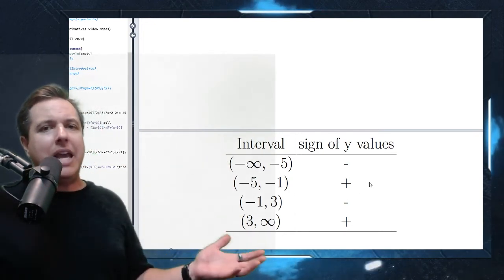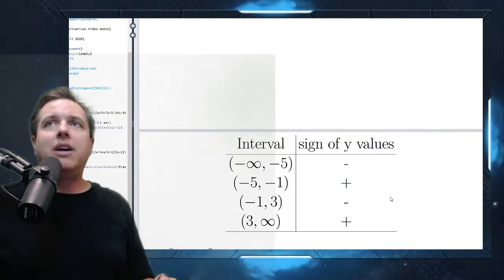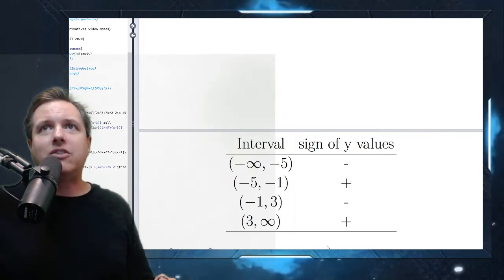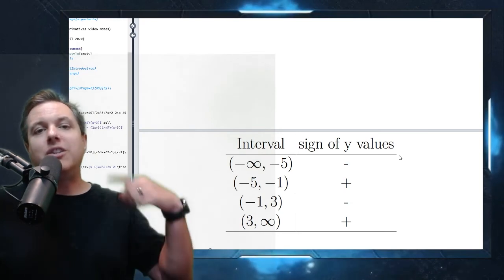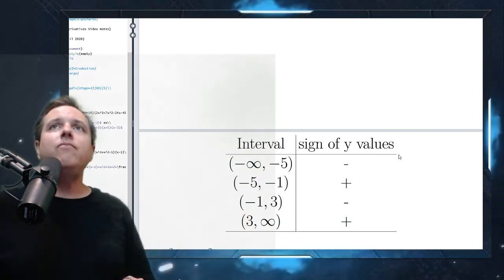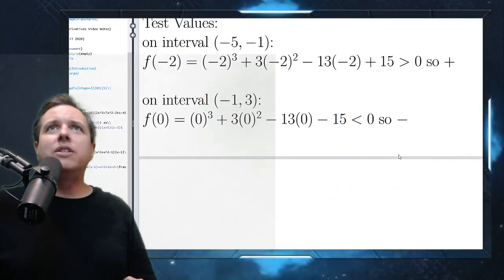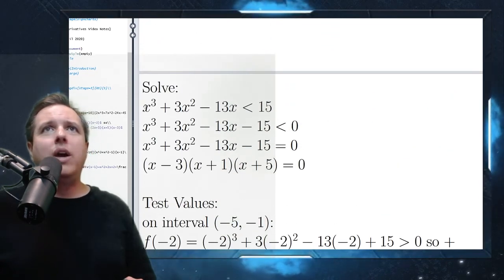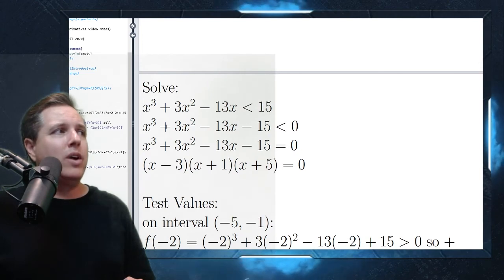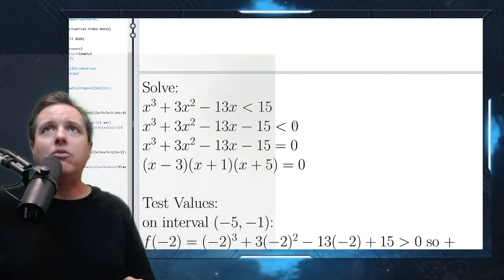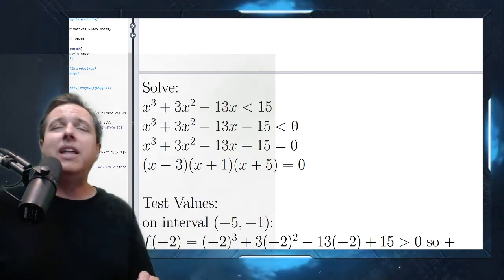Now, how do we actually answer the question, right? Because the sign chart is not our answer. We use our sign chart to give the answer. So let's go back and remind ourselves what the original question was. The original question is, when is this polynomial less than 15? And we converted it to, when is this polynomial less than 0? And we said those happen in the same places.